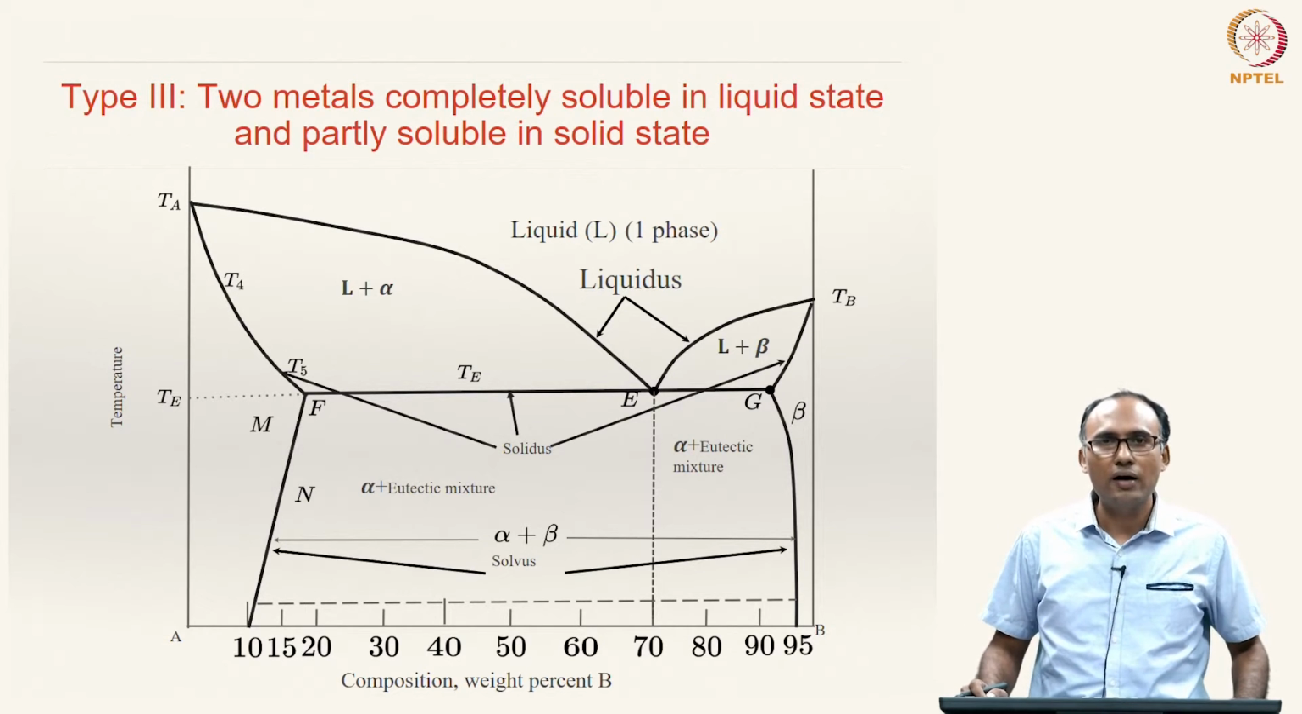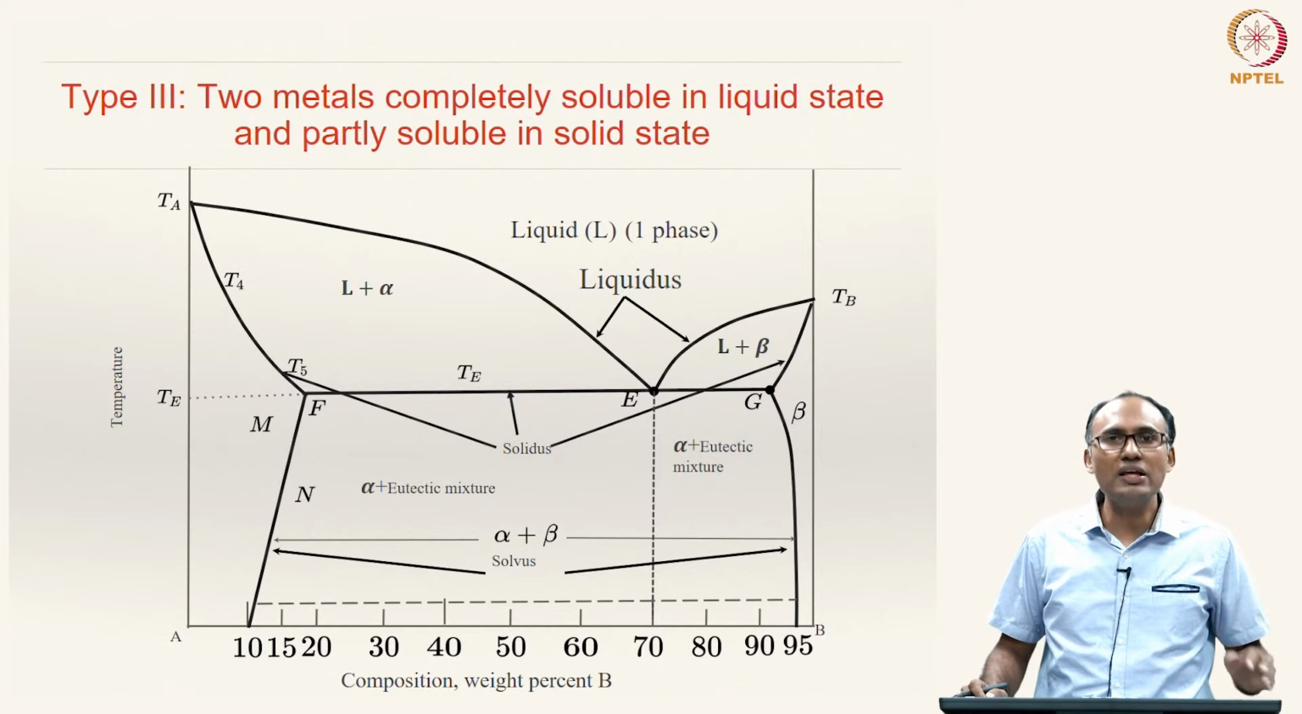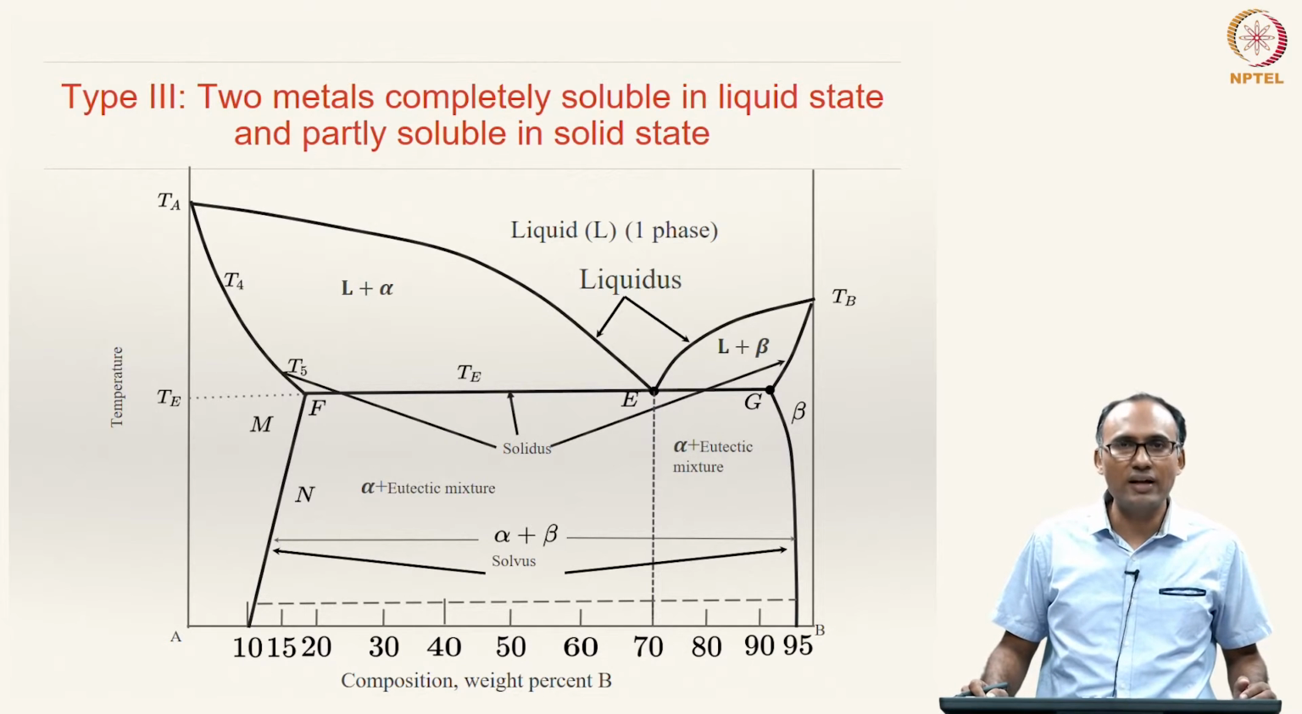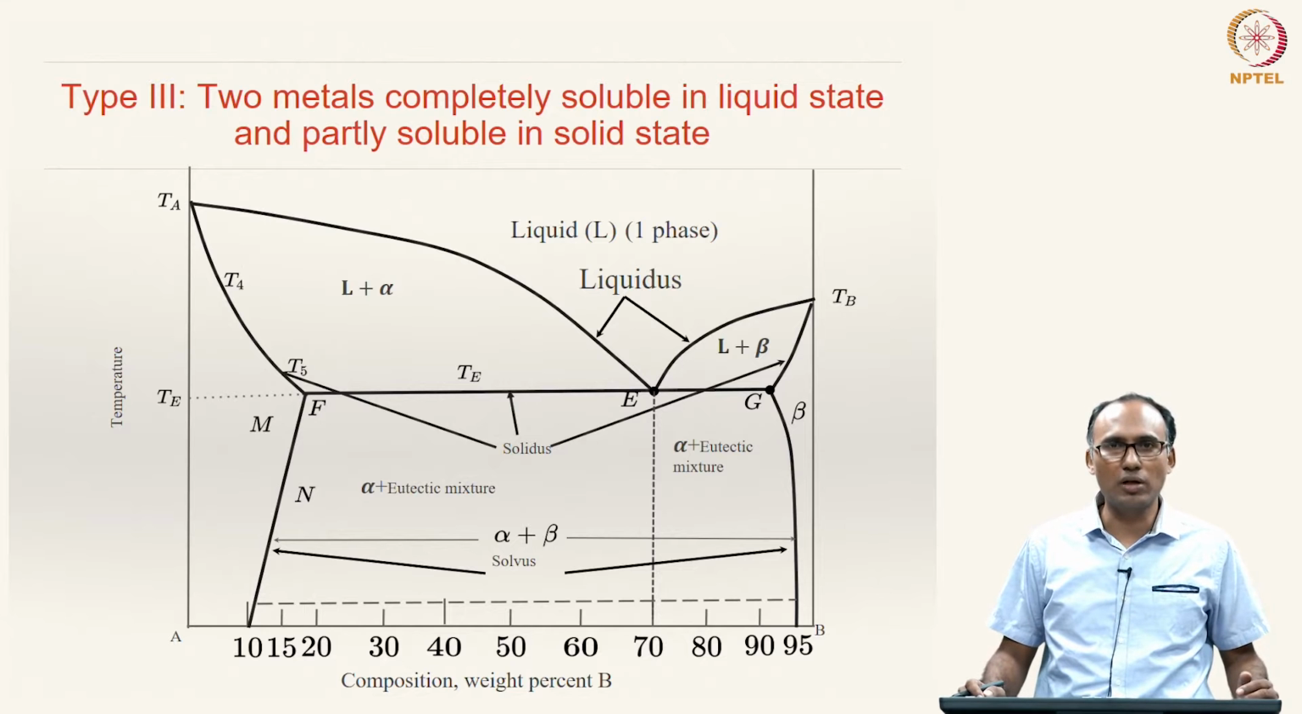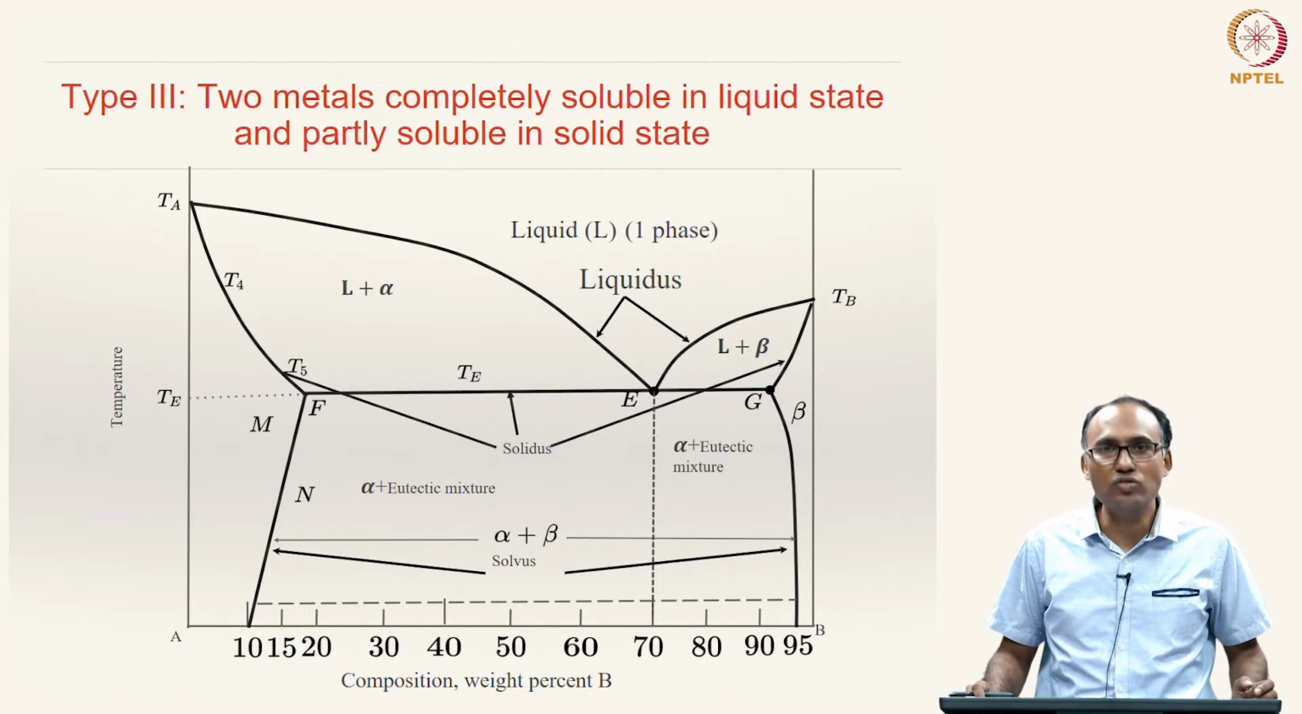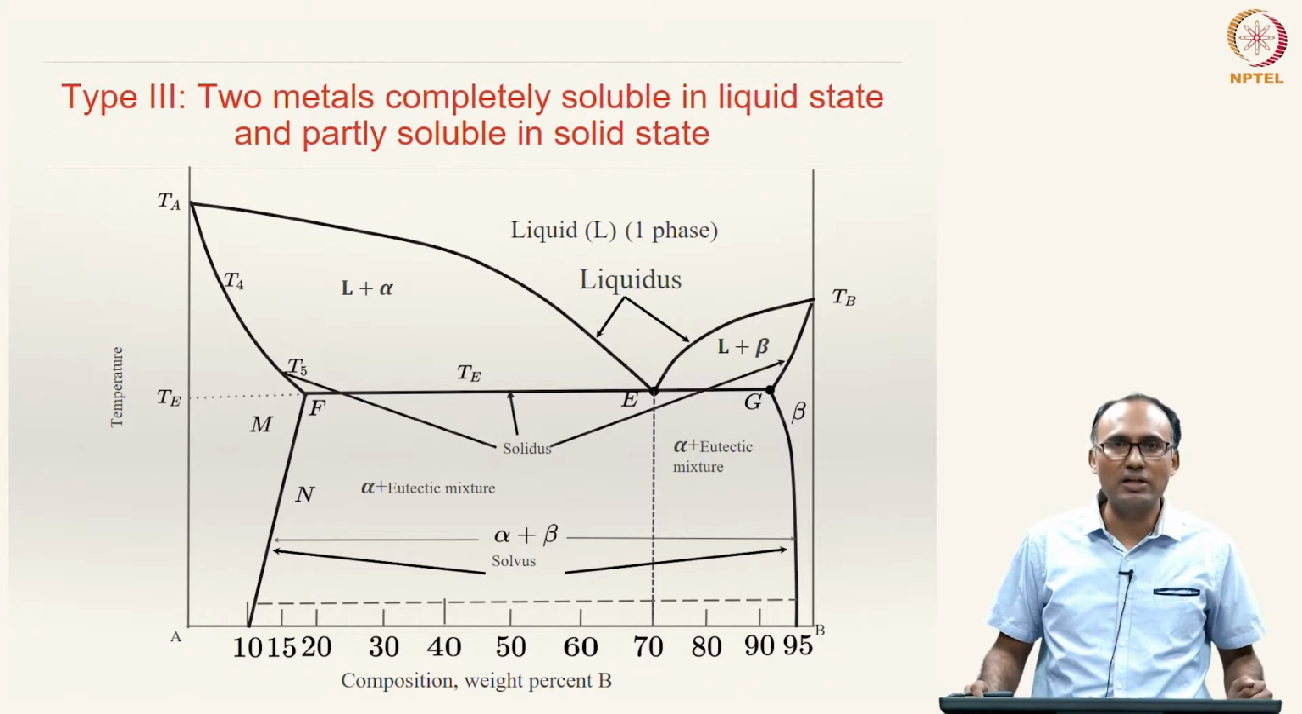Now, in type 2 alloys, the way they are classified is based on the solidification in the solid state. In the solid state they are completely insoluble, that means two materials A and B are completely insoluble in solid state, while they are completely soluble in liquid state.